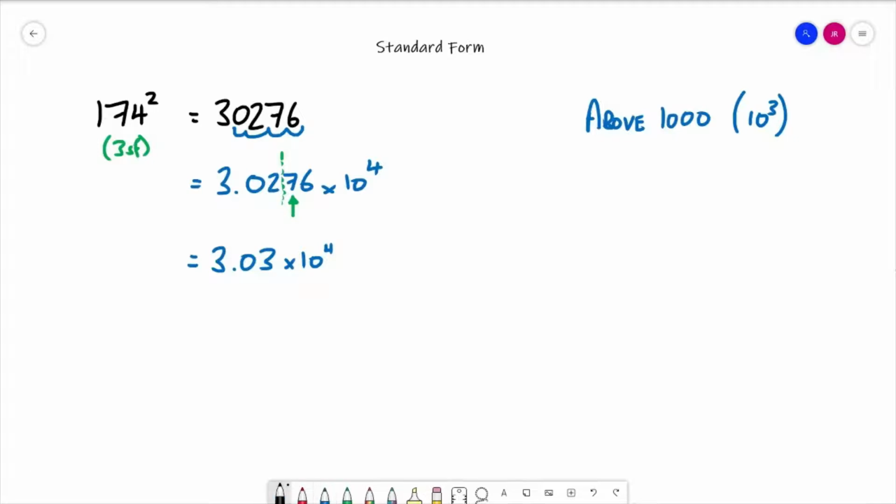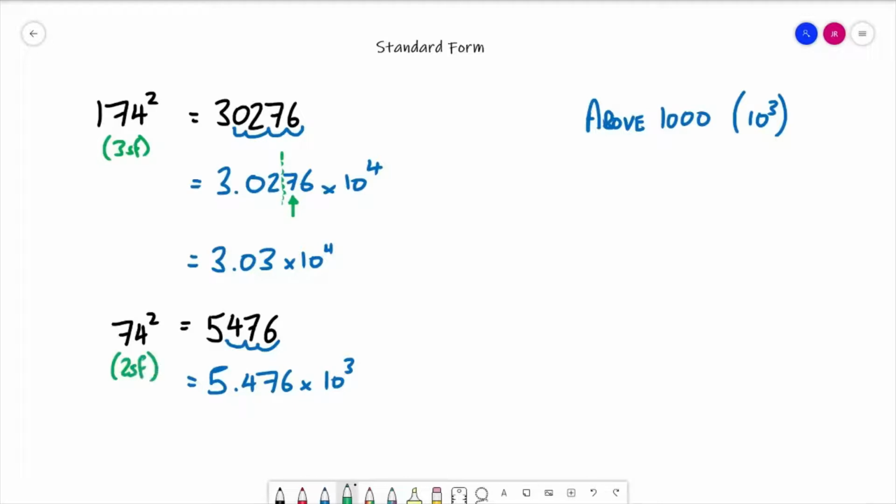We can do another example with 74 squared, which again on the calculator is 5,476. Again, we're above 1,000, so at that point we're going to use standard form. We have 1, 2, 3, and therefore the answer would be 5.476 times 10 to the power of 3. Once again, with rounding, here the question is in 2 significant figures. The answer will be given to 2 sig figs, and therefore we end up with 5.5 times 10 to the 3.